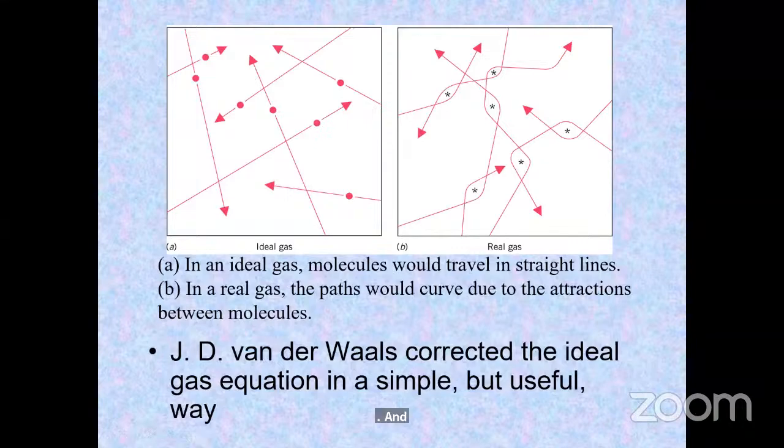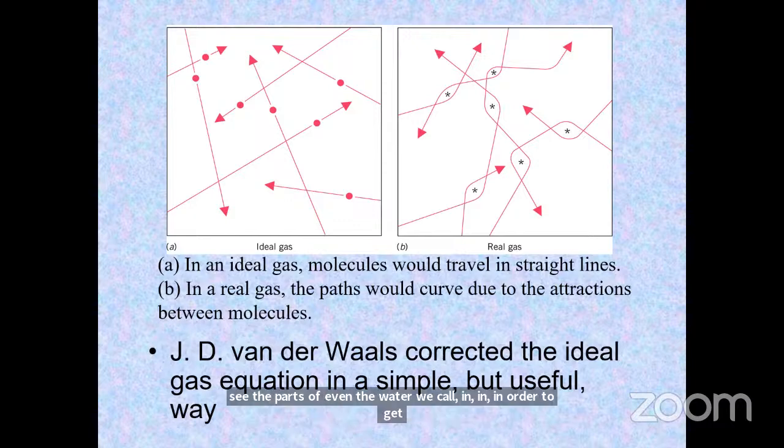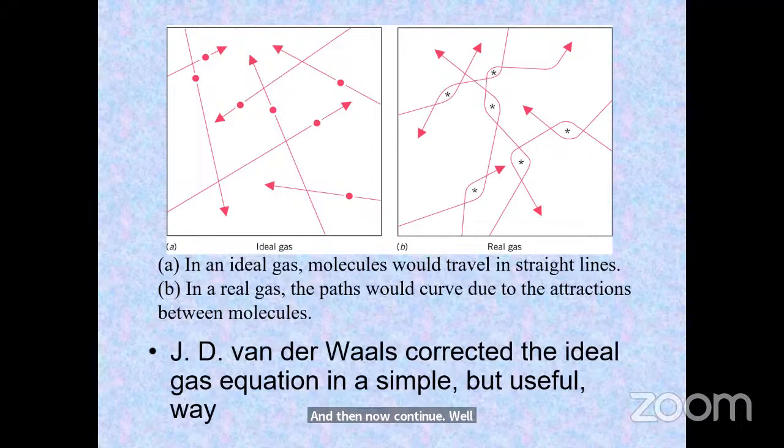Now, in an ideal situation, that is the one shown on the left side, the A, molecules will travel in straight lines. But in real gases, the path will curve due to the attraction between the molecules. Because when you have maybe a stream or a river, and it continues to flow, when it gets to an obstruction, you will see the water curve, we meander, in order to get past that and then continue again.